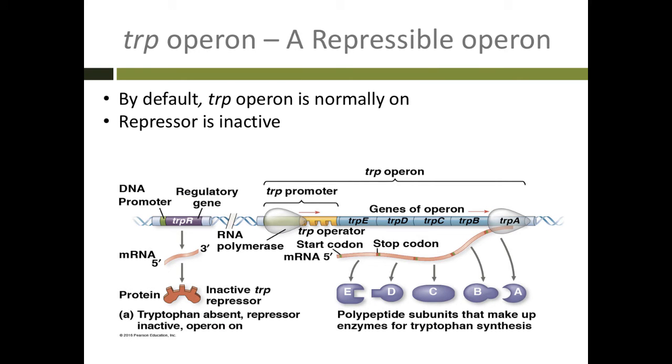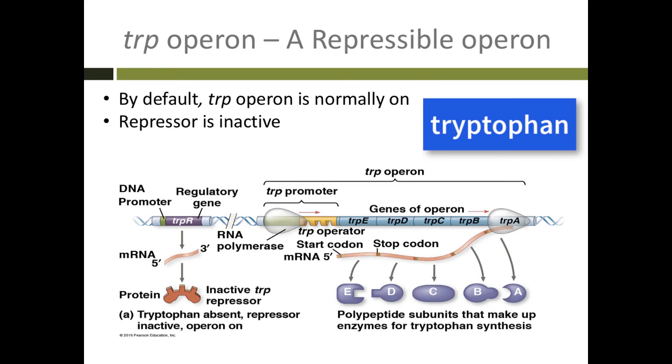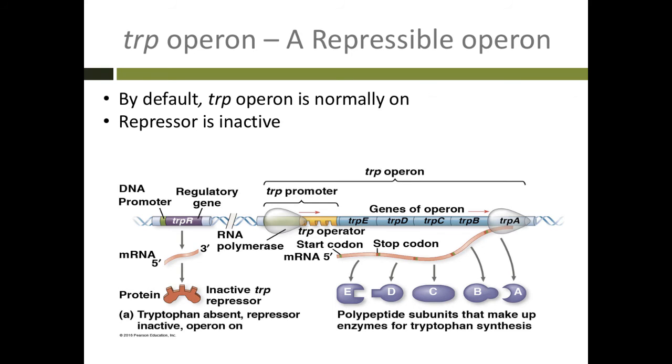Another operon example is the trp operon. The genes that are regulated here make tryptophan. This is a repressible operon, which means it's normally on because the cell normally needs a lot of tryptophan. This operon can be repressed or turned off if you don't need as much tryptophan. You can see here that there's nothing blocking the operator site. RNA polymerase can bind to the promoter and start transcription at any time.